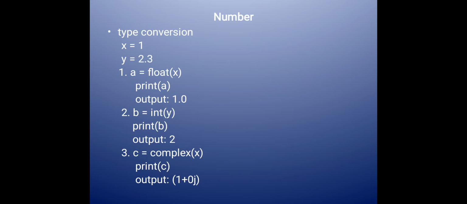The third example, c is equal to complex of x. That means x is an int type value, that is 1. So I am trying to convert that int type value to a complex type value. So c is equal to complex of x, print c, the output will be 1 plus 0j. That is 1 is converted to 1 plus 0j.